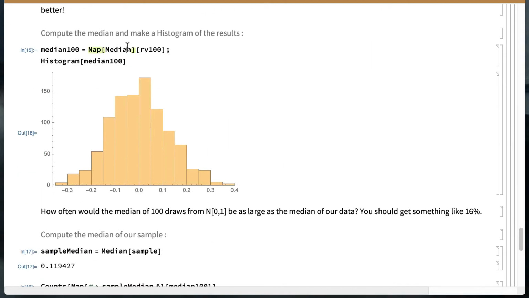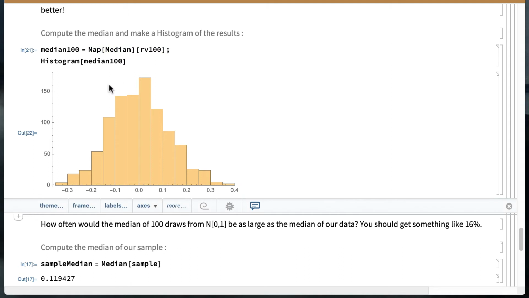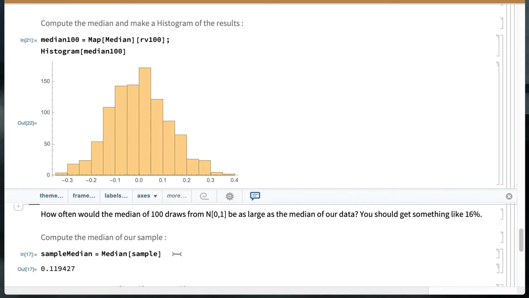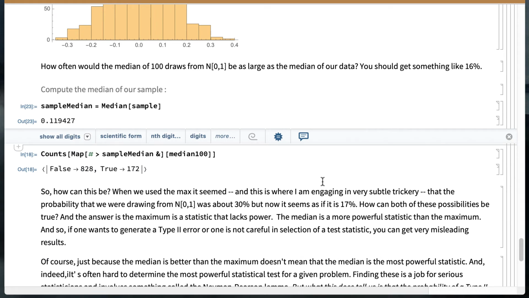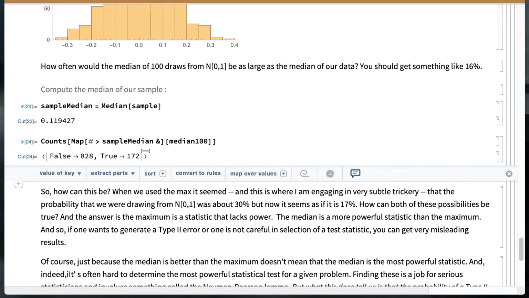Let's try the median. Okay, so I'm going to map the median over our 1,000 samples of 100 each. There's our distribution, and what's our median? Our median is 0.119, so maybe about here. Let's see on how many occasions, if we were drawing from N01, we would expect to see a number as big as 0.119427, and it's only 17.2% of the time.